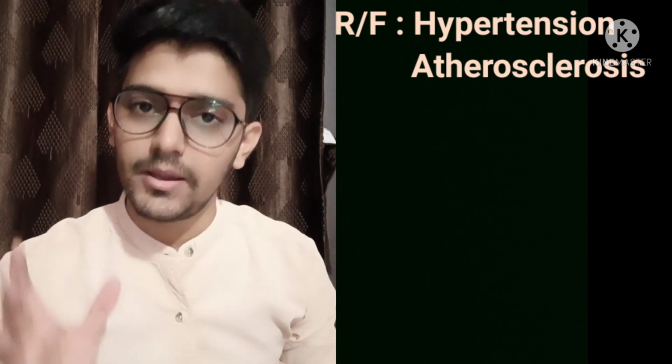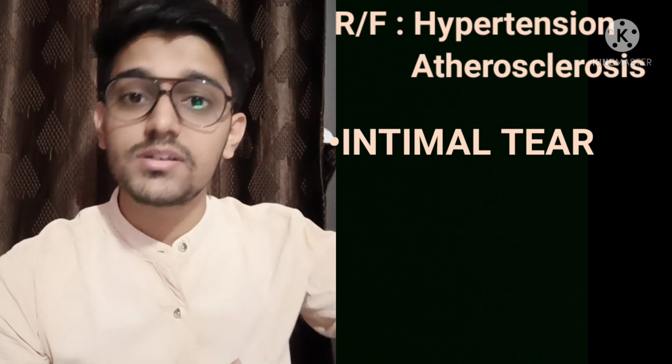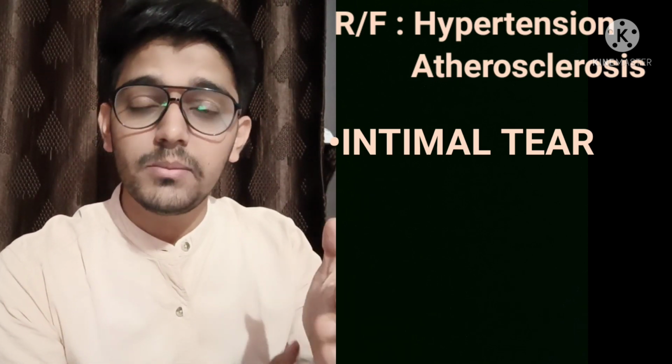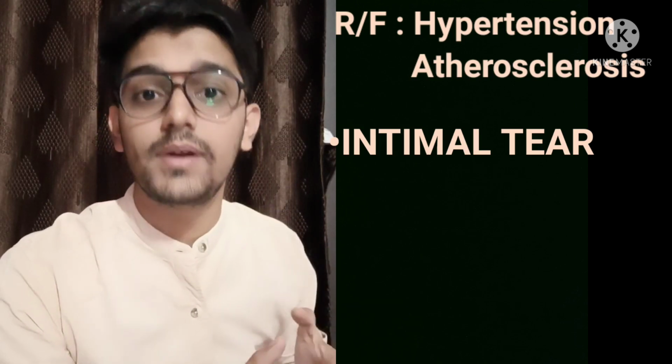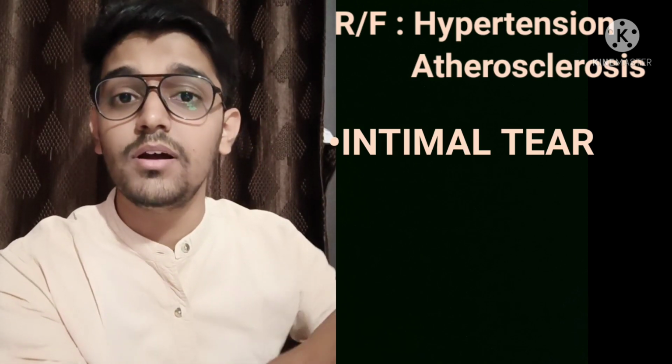So let's quickly see what aortic dissection is. Basically, what happens due to risk factors like hypertension and atherosclerosis is that a tear is produced in the intima of the aorta. This tear can extend to the other side, so the media and the intima can get separated from each other and blood would now flow between the intima and the media.